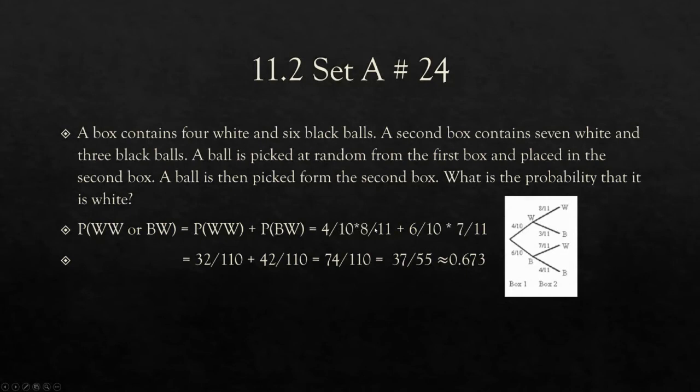Okay. This first multiplication gives me 32 out of 110. The second multiplication gives me 42 out of 110. When we add those together, we get 74 out of 110, and that reduces down to 37 out of 55. And then if we want, we can change that into a decimal, and we would get the decimal 0.673. Any questions?